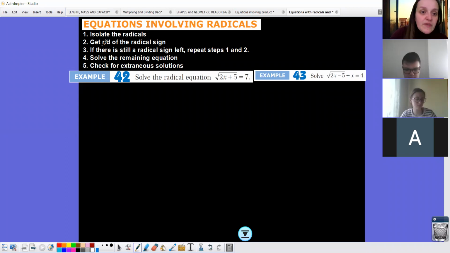Then the second step, get rid of the radical sign. How can we get rid of the radical sign? By taking the square of both sides. When we take the square of a square root, they cancel each other. The third step is, if there is still a radical sign left, repeat steps 1 and 2. And then the fourth step, solve the remaining equation and check for extraneous solutions.